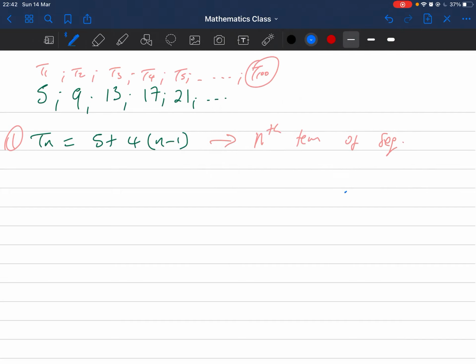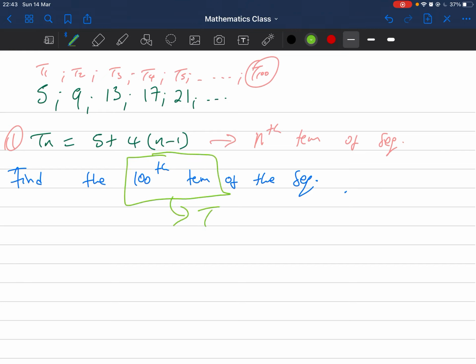Now, let's say the question says find the 100th term of the sequence. What they are really trying to say is, when they say 100th term, they mean T100. If they say nth term, they mean Tn. Same thing. If they say the third term, they mean T3. Fourth term, they mean T4, and so on.